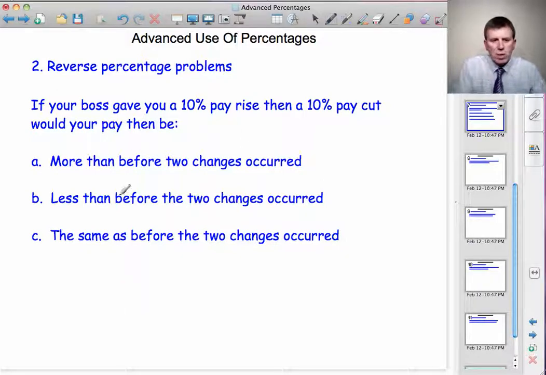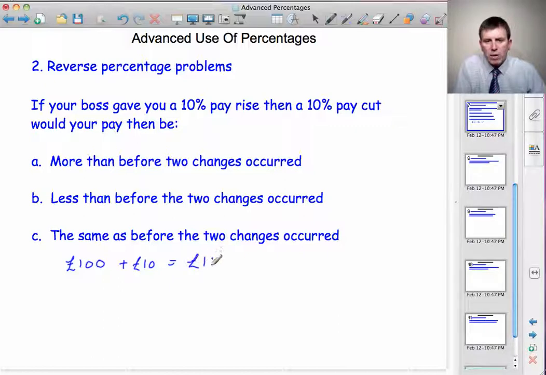Let's suppose you were earning £100 a week. And the boss came along and said, I'm going to give you a pay rise of 10%. Well, 10% of £100 is £10. So you're going to get an extra £10 a week. Which means your pay will now be £110 per week.